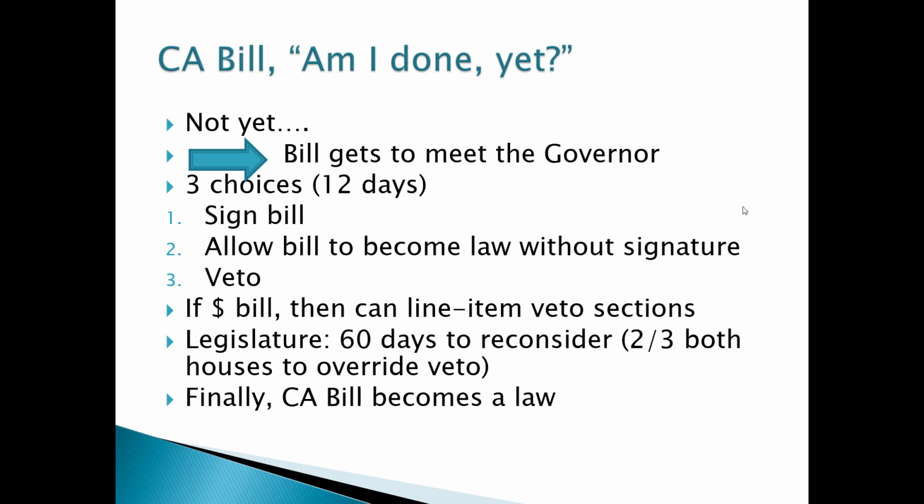Now, this is unique. The president doesn't have that authority, and I know most presidents would probably love that. They don't have the option to line item. They have to either accept the bill in its totality or veto it in its totality. The governor of California has this option to line item, and that's just for appropriations or spending bills. So let's say the bill is vetoed or certain line items have been vetoed. The legislature has 60 days to reconsider, and just like at the federal level, they can override the governor's veto with a 2/3 majority vote.